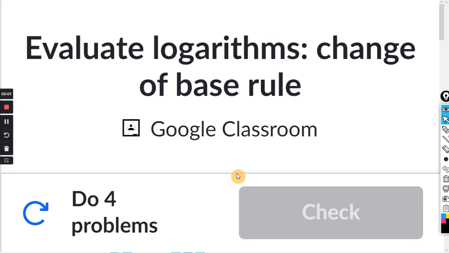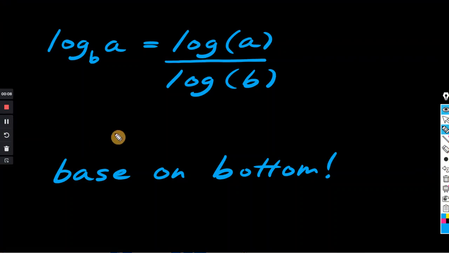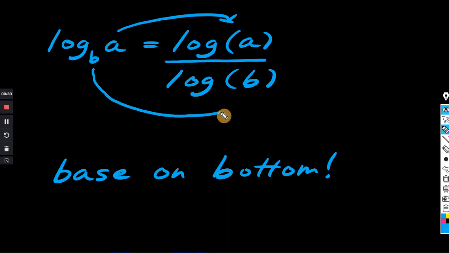This will be for the con exercise. Evaluate logarithms, change of base rule. So the change of base rule, okay, if you have the log with a certain base b of a, what you want to do is take the log of a, so that goes in the numerator, and divide that by the log of b. Okay, that goes in the denominator.